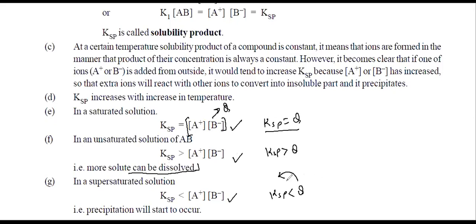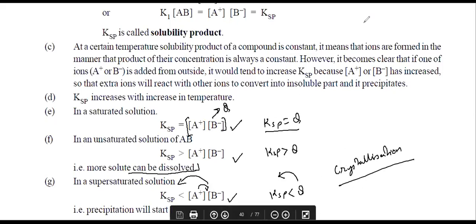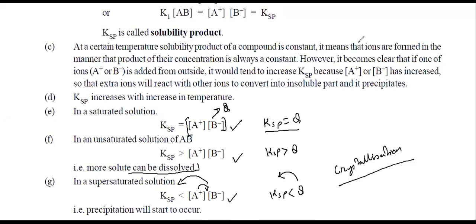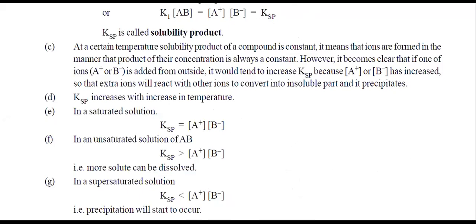But if Ksp is less than Q, we have a supersaturated solution. So the reaction will go backward, which means these two ions will again recombine to form salt, which is actually crystallization. Yes or no? You form crystals, and the process is also your precipitation. So if I ask you when precipitation will occur, it occurs if the product of ions, which is your Q, is greater than Ksp. Got this concept? If you got this concept, just raise your hand.